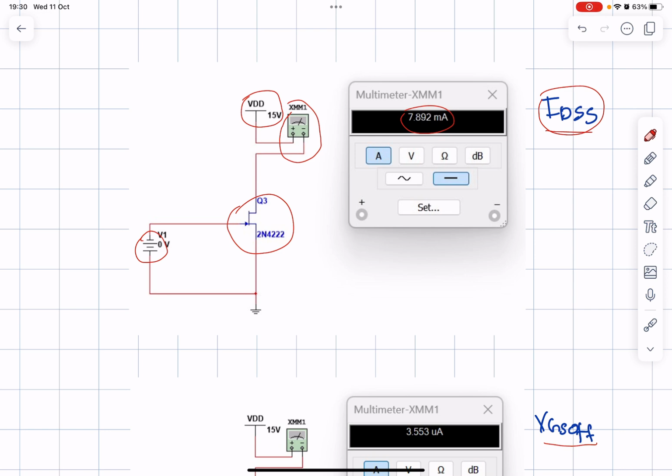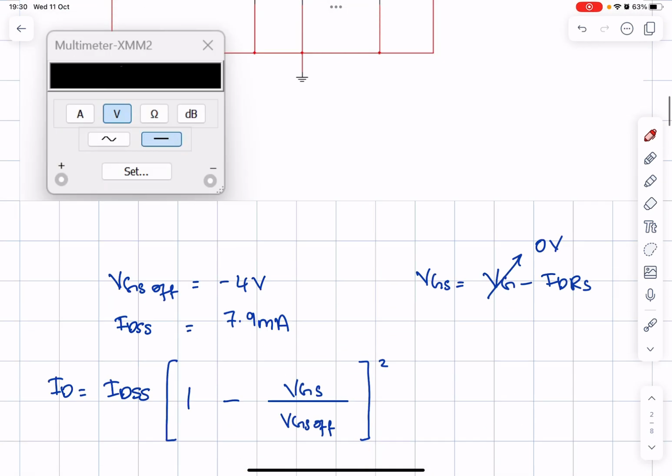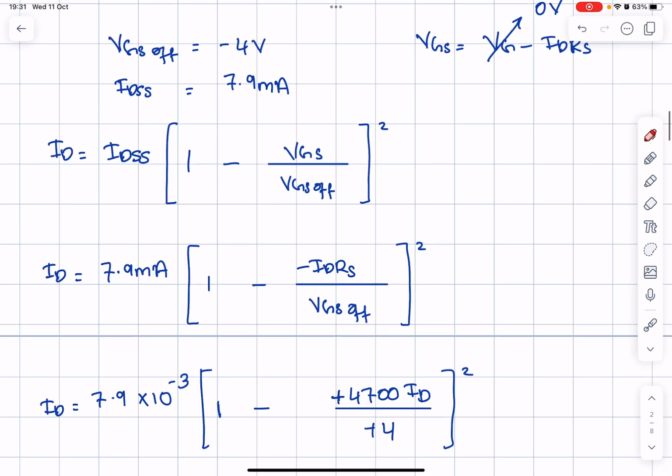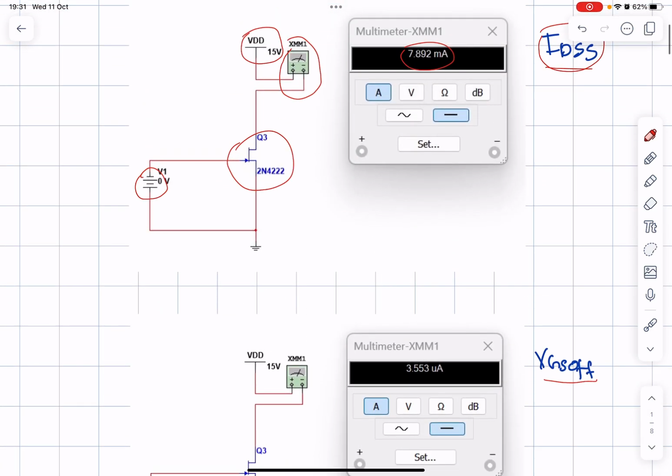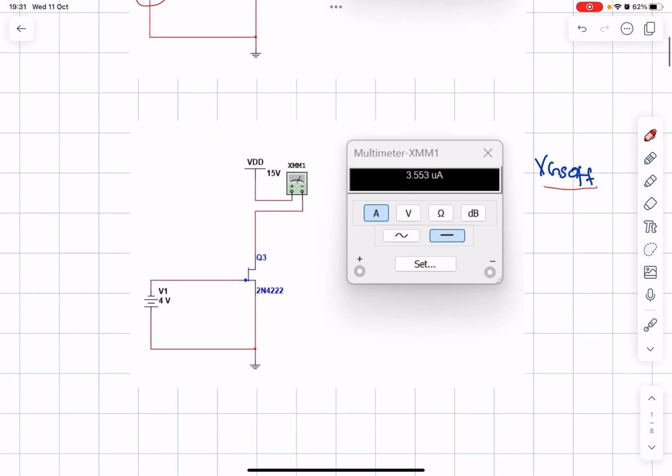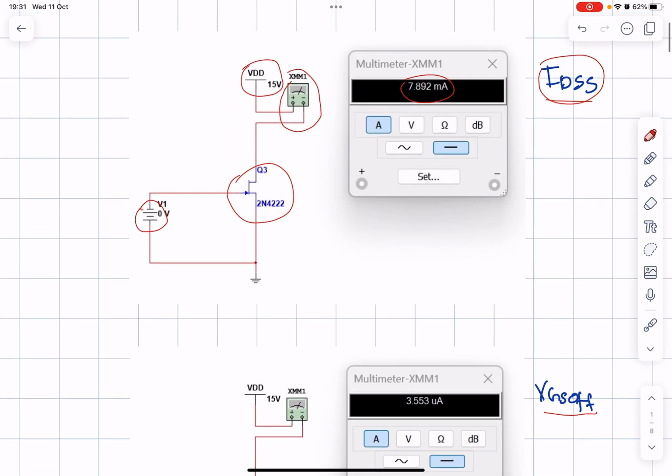So why do I need to obtain all this IDSS and the VGS off? It is because in order to obtain the drain current in the future, you need two pieces of information, which are IDSS and the VGS off. So you can determine this IDSS and VGS off using the practical or simulation in Multisim. So you already obtained IDSS.